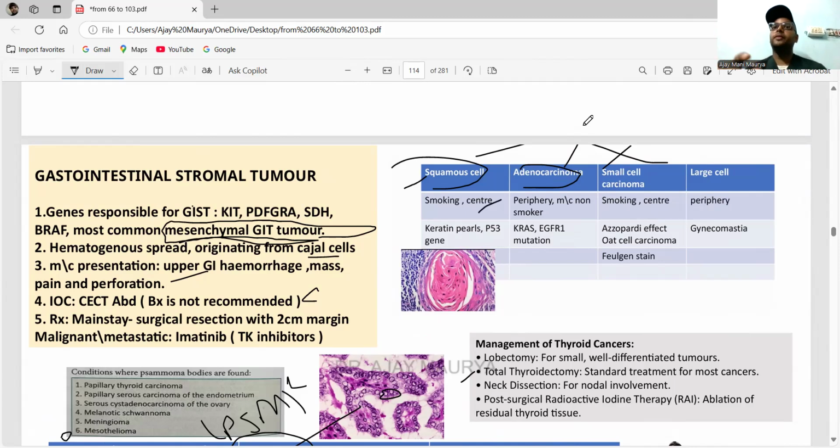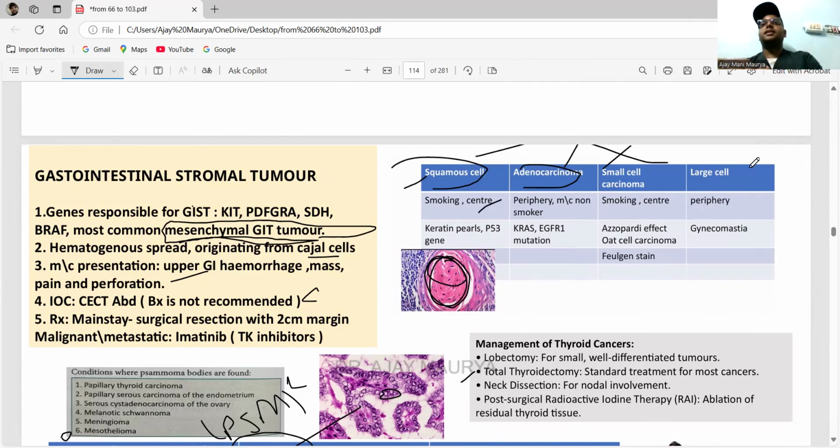Read the question carefully. Here we will see the keratin pearls in squamous cell carcinoma. The gene is the p53 gene. Adenocarcinoma has an EGFR1 mutation. In small cell carcinoma, you'll see the Eaton-Lambert effect. Small cell carcinoma is also called oat cell carcinoma.